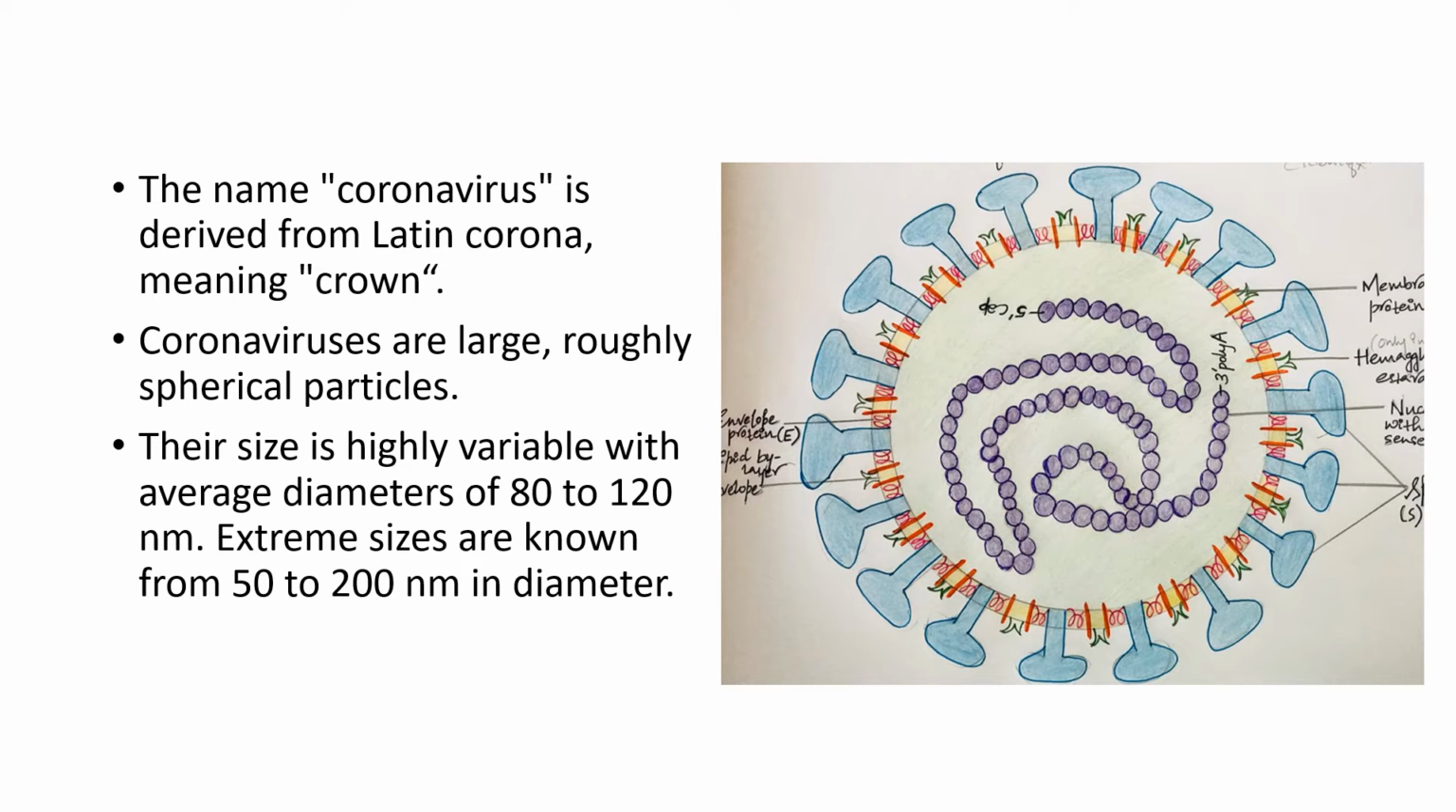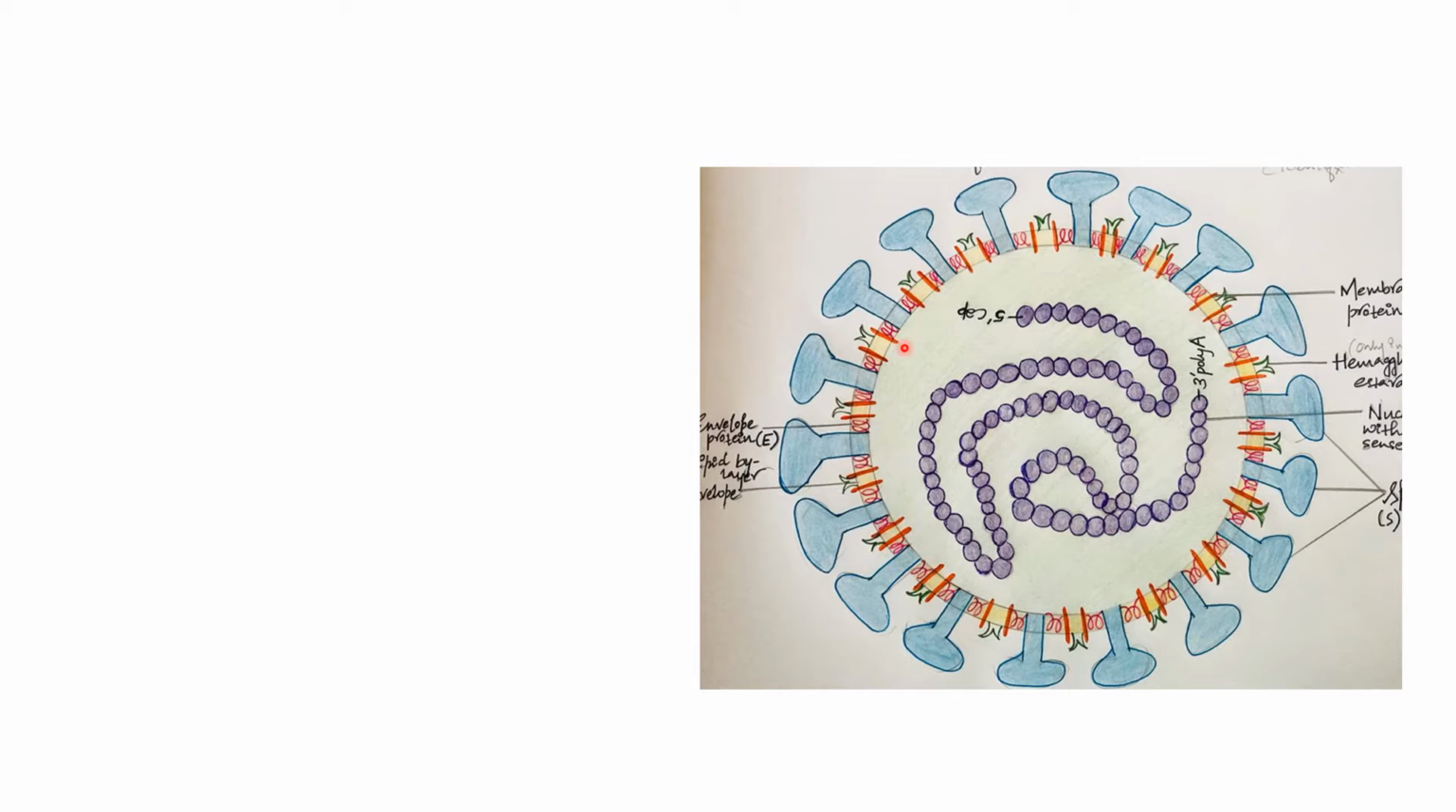Their size is highly variable and their average diameter is from 80 to 120 nanometers, and in their extreme sizes, it can be from 50 to 200 nanometers. This is a coronavirus. Now let's take a look at its structure.